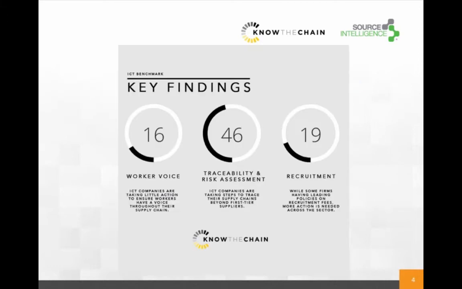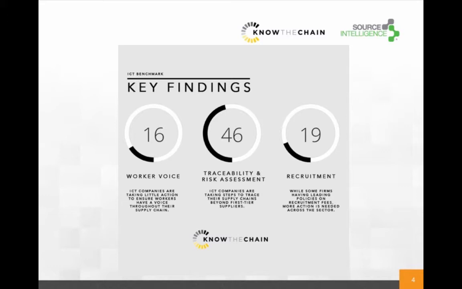Some of our key findings as it related to the ICT sector specifically is we found an average score of 16 out of 100 when it came to worker voice. And these are indicators that I'll go into more detail, but specifically look at information that a company provides to an individual worker in their supply chain, as well as worker grievance systems and overall engagement with workers in the workplace. We saw 46 out of 100 on traceability and risk assessment.